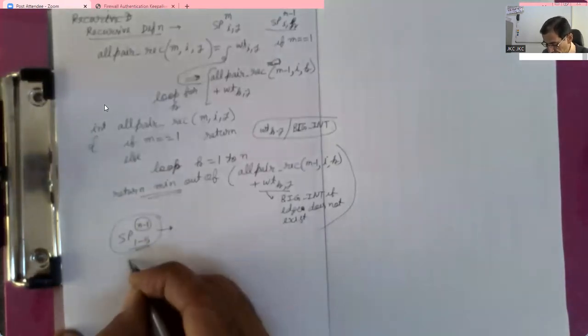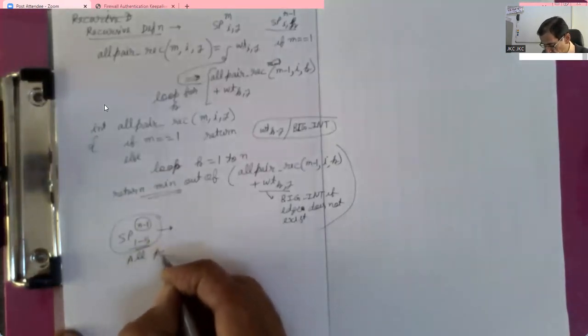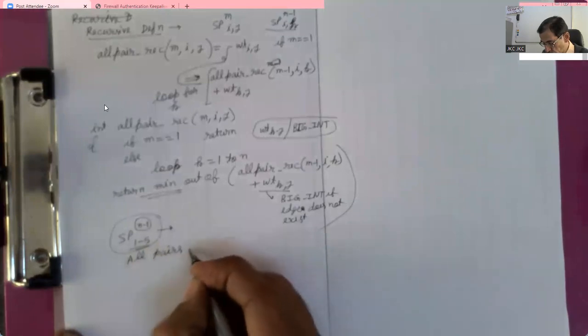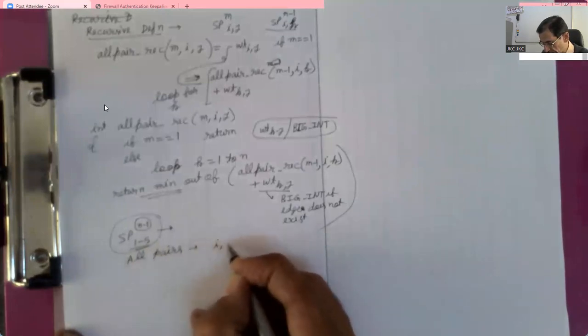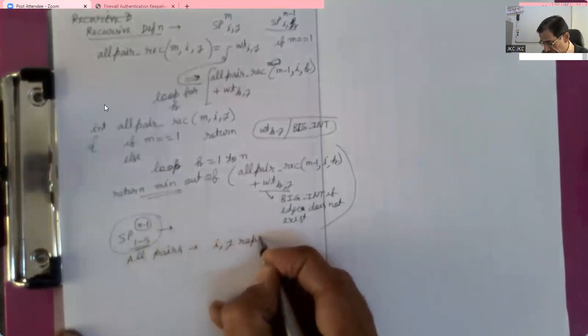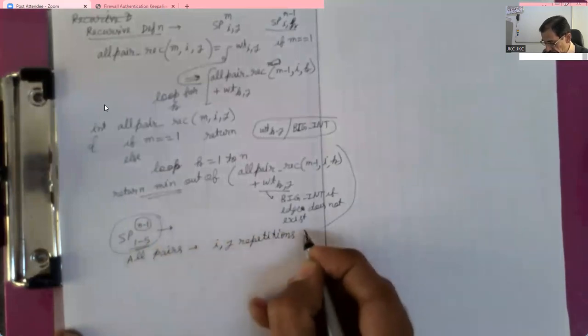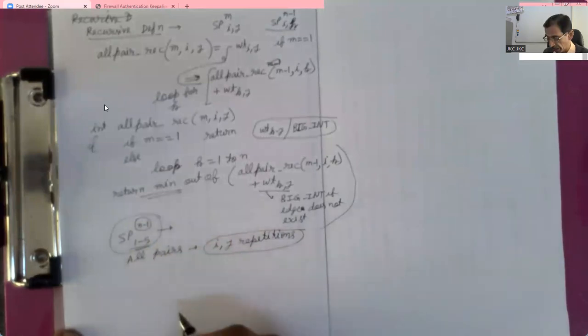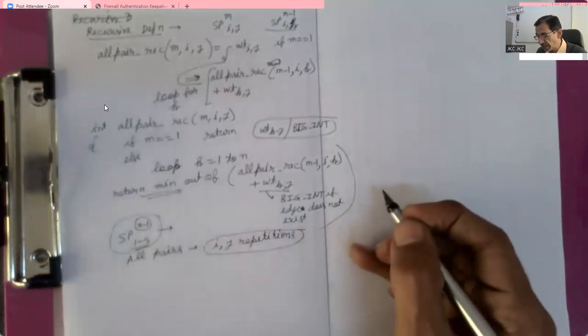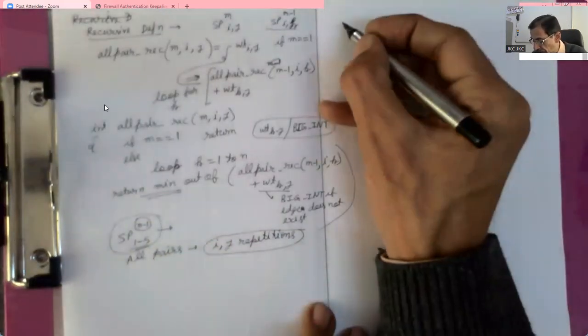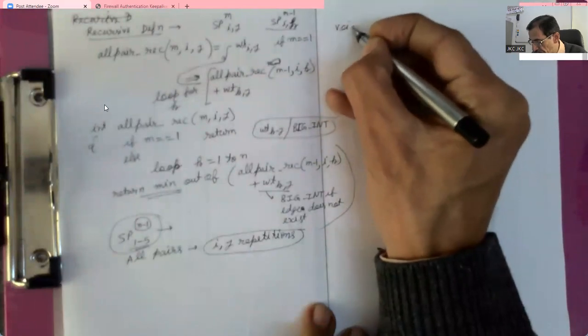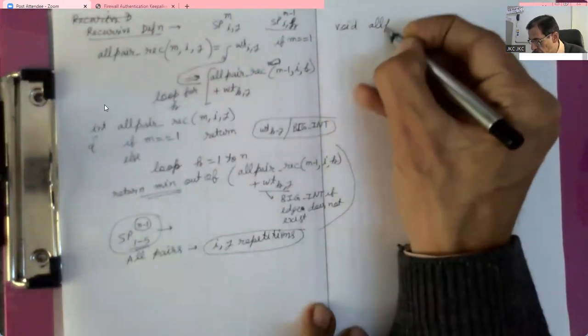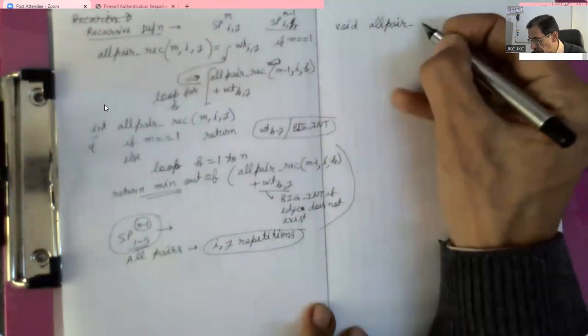I want all pairs. If I want all pairs, I need loops for i j. Repetition over i j is needed. But because in this code i and j are not reducing in the recursive call, I have to write a separate function, the way we wrote in DFS, etc. So I can write a separate function where all-pair paths are to be started.